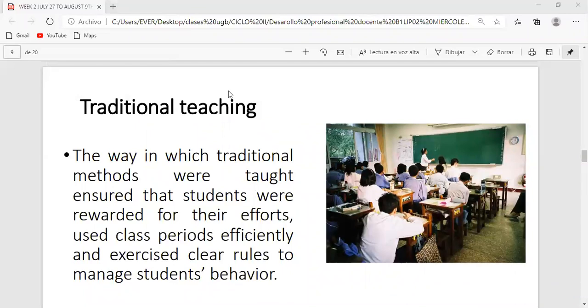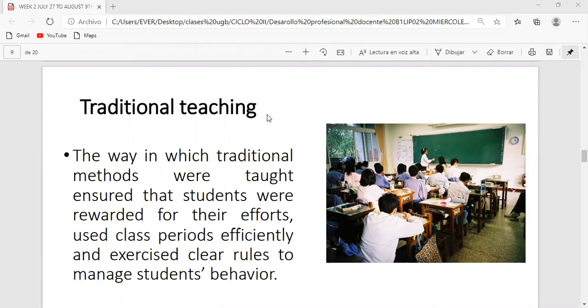The way in which traditional methods were taught ensured that the students were, how do I say this word? Rewarded. Yes, thank you. Rewarded for their effort, use class periods efficiently and exercise clear rules to manage students' behavior. Thank you very much, Gigi.